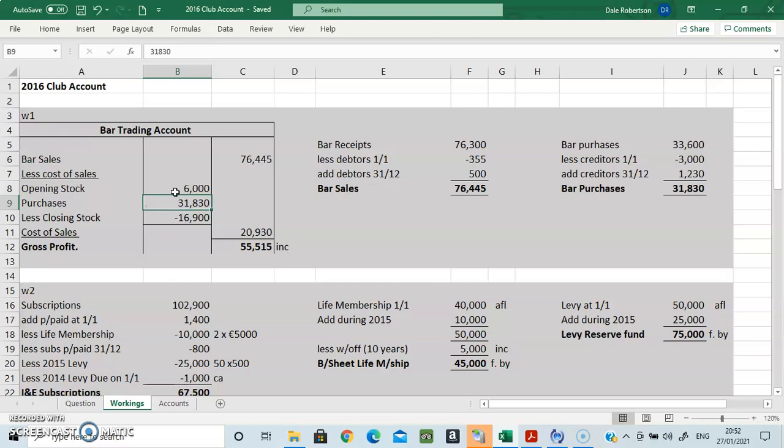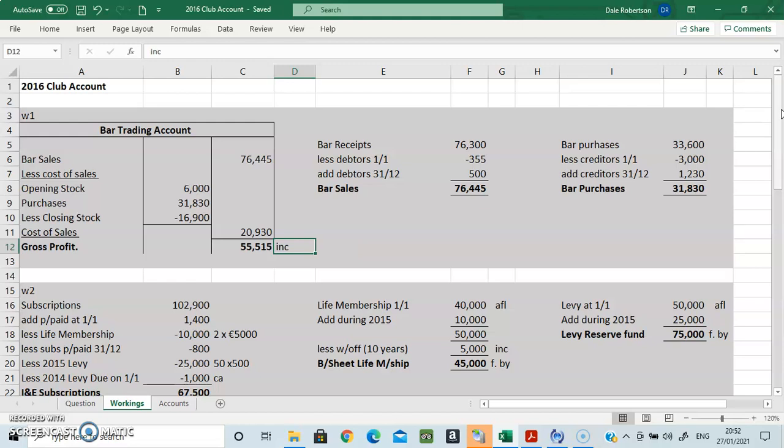From the top sentence of the question, you have your opening stock. And from working number 1, at the bottom, you have your closing stock of the bar, which is 16,900. So therefore, when you do that procedure there, you're going to end up with a gross profit on the bar of 55,515. And that is an income in your profit and loss account.